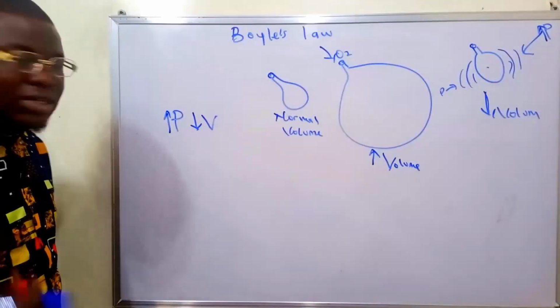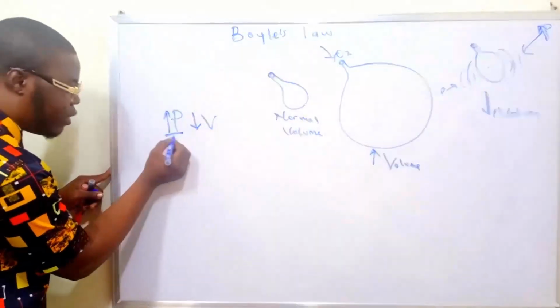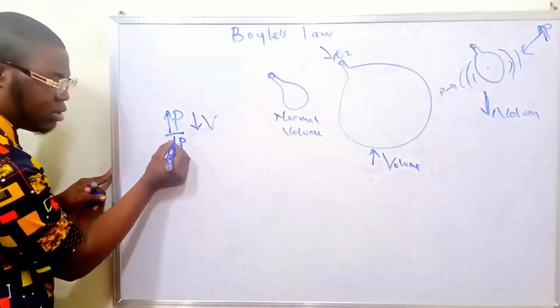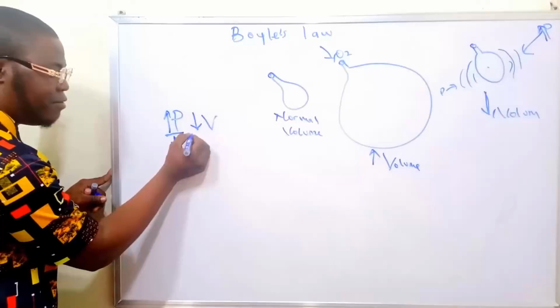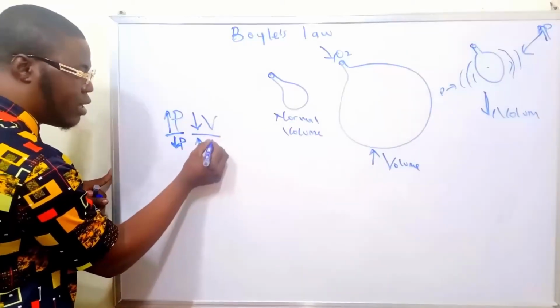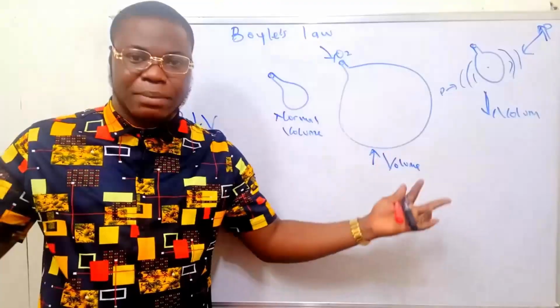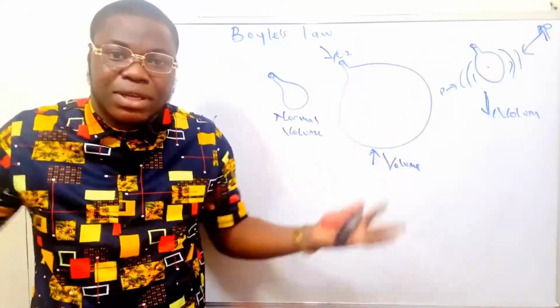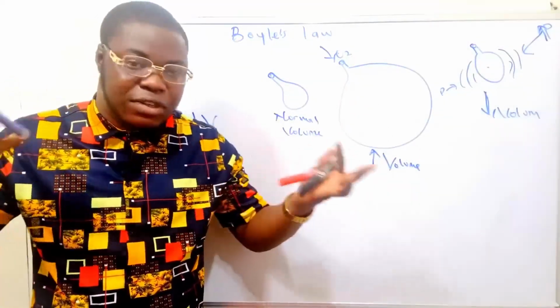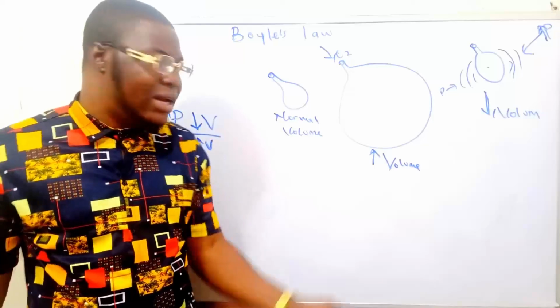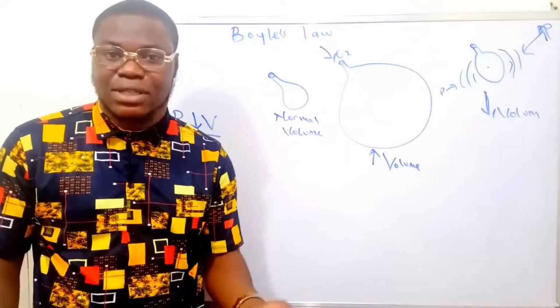What's the meaning of vice versa? It means if the pressure reduces, then the volume will what? The volume will increase. It means if you take your palms away from the balloon, it will become big again. That means if you reduce the pressure, the volume will increase. As simple as that.